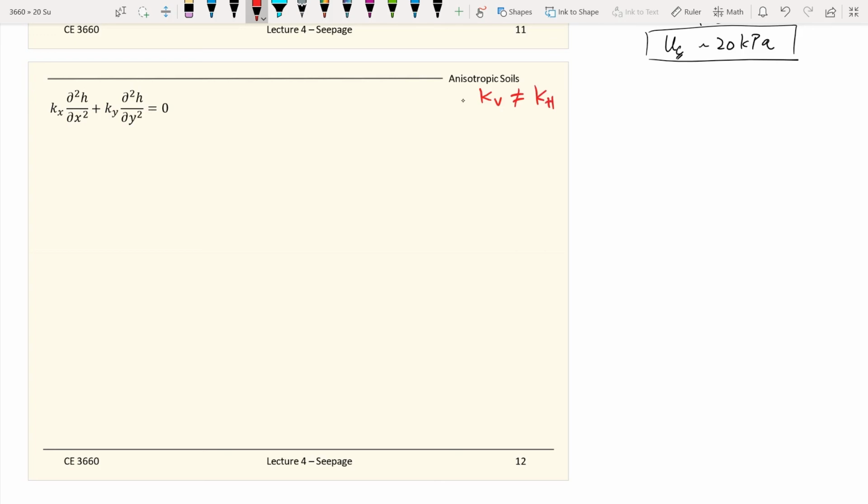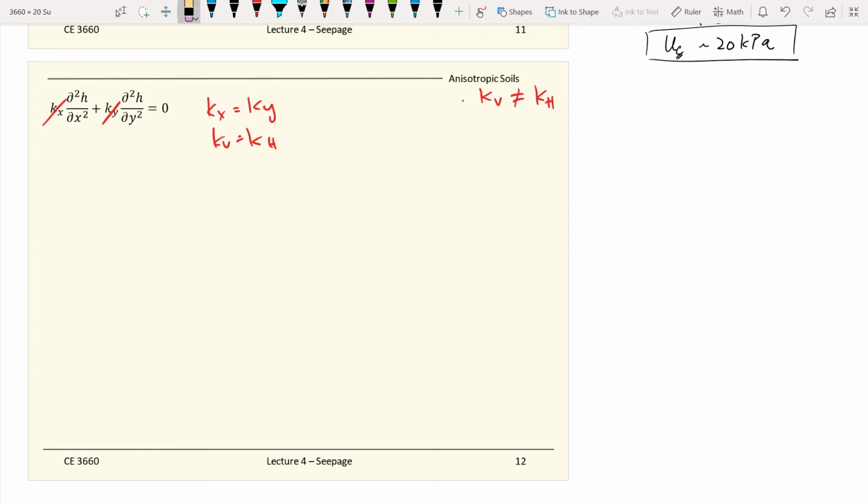The hydraulic conductivities in the vertical direction are not the same as in the horizontal direction. Now we need to consider them separately instead of treating them as the same. If we assume kx equals ky, or kv equals kh, they're the same thing. In that case, these two would cancel out, and it would become the Laplace equation that we have been working on.